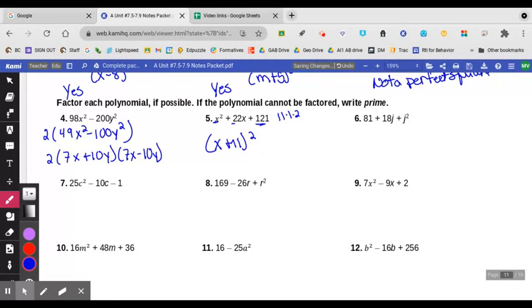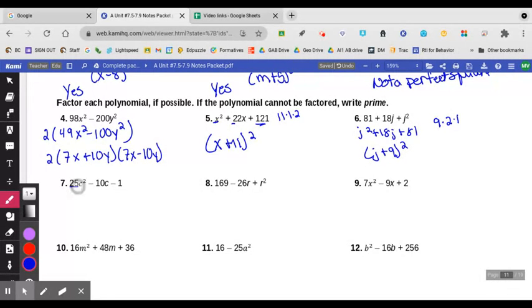Here, I always like to have my j squared in front, so I'm going to rearrange that. And then I'm going to check again if it's a perfect square, because j squared is a perfect square, and 81 is a perfect square. So the square root of 81 is 9, times 2 times 1, that is 18. So that's j plus 9 squared.